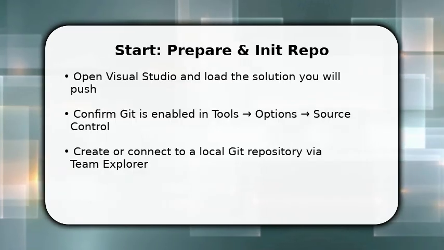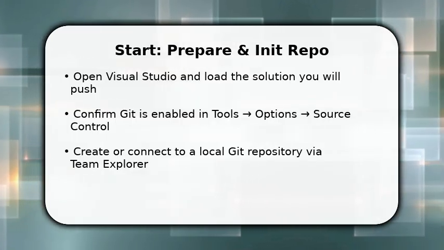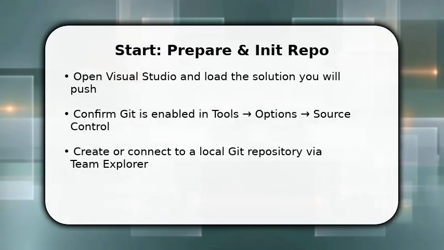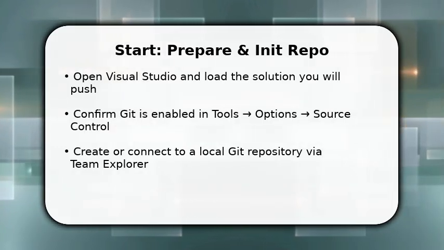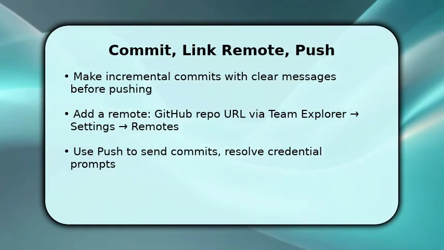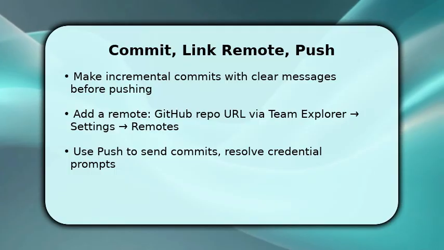Make sure commit author info is set so history is clear, and write a concise commit message explaining the change. This gives you a clean first commit to push to a remote. You now make focused commits describing the work, because small commits make reviews easier.